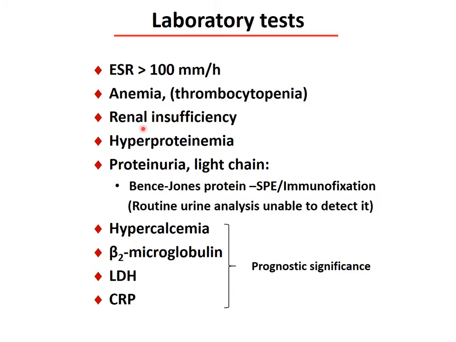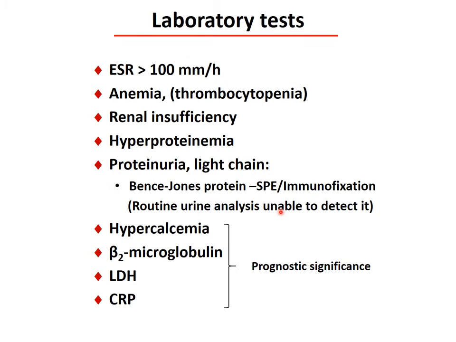Renal insufficiency, anemia or thrombocytopenia can be present as well. Renal insufficiency, hyperproteinemias, proteinurias, especially the light chain, occur in about 20% of the cases. That's the Bence-Jones protein that can be detected by serum protein electrophoresis or immune fixation. It's not going to be detected, for example, with a dipstick in the urine. So by using a urine dipstick evaluation, this Bence-Jones protein cannot be detected.